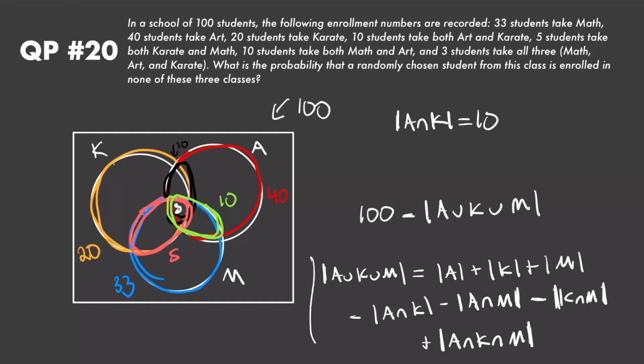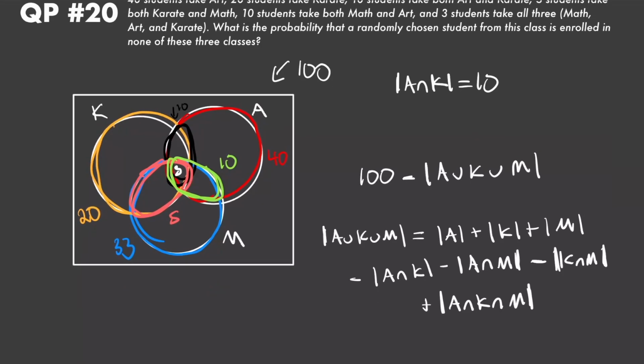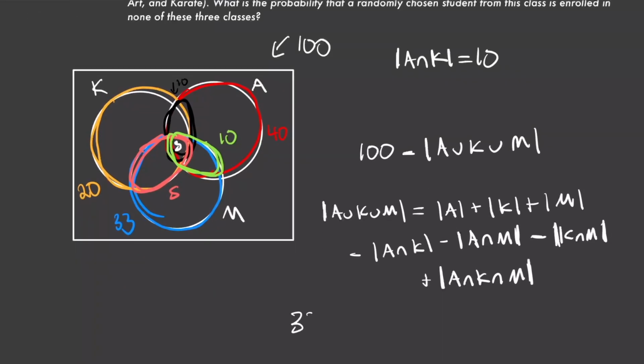We'll go on to do a lot more of this inclusion-exclusion stuff, especially in combinatorics. We'll even end up proving it. But right now, all you need to know is how it makes sense for 3 different sets. If you actually plug in our numbers here, we're just going to get 33 plus 40 plus 20 minus 10 minus 10 minus 5, and then plus 3, and that's going to end up equaling 71.